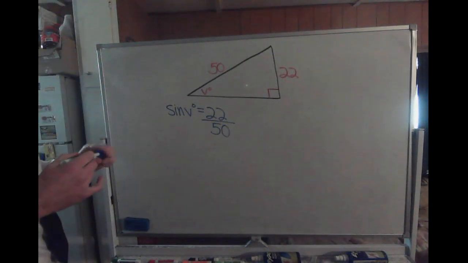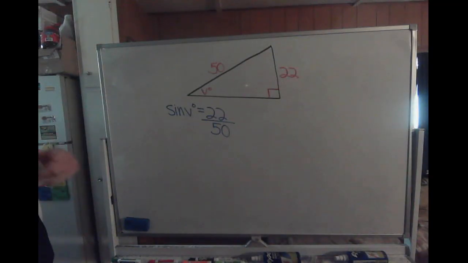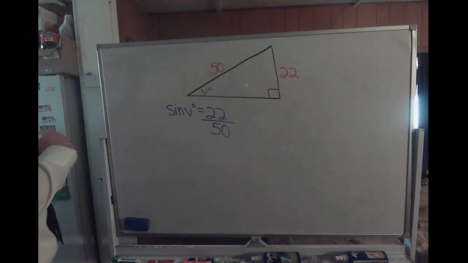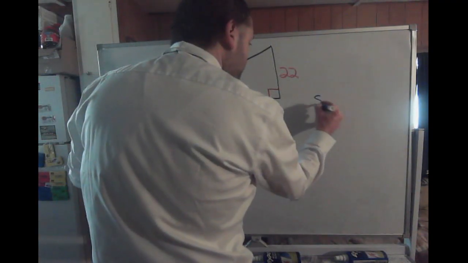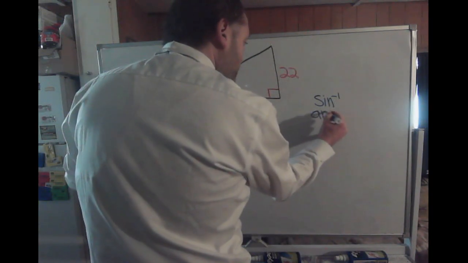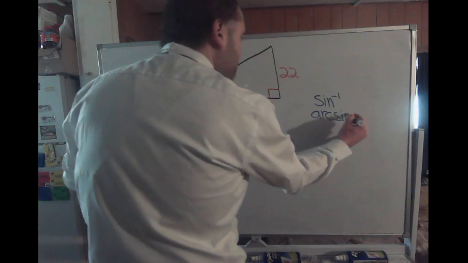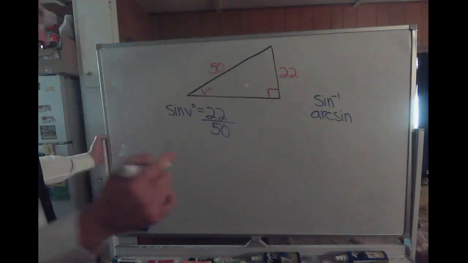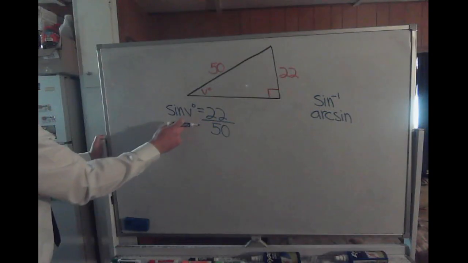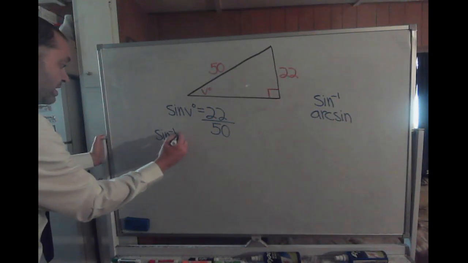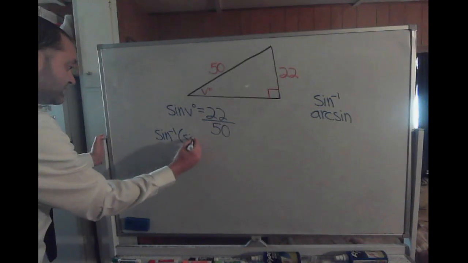Now, remember how we did inverse tangent or arctangent on your calculator yesterday? It's going to be the same with sine. You're either going to see one of two buttons on your calculator. You'll either see sine inverse or you'll see arc sine. Both mean the same thing, sine inverse or arc sine. So in order to find v degrees, you're going to take the sine inverse of both sides.